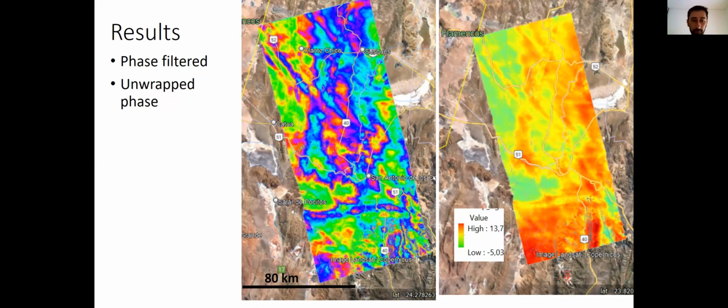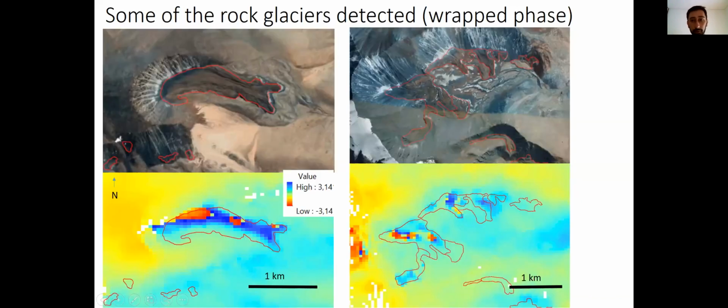Also I have a lot of problems because this is an area with very high mountains, at least 6,000 meters. So I have a lot of atmospheric effect. And also I think some clouds in the image generate some errors. So I only look for rock glaciers using the wrapped phase, and I detect some of them. I have some results only in very big rock glaciers because most of them are very small. So I don't know if the resolution wasn't enough to detect them. Yesterday, David told me that I have to try using another value for filtering. I haven't had time. So these are the results.